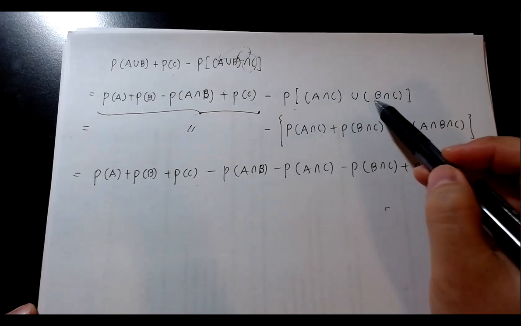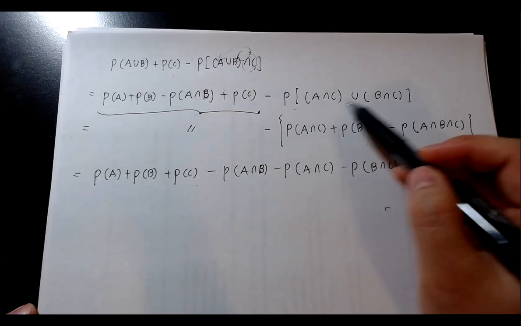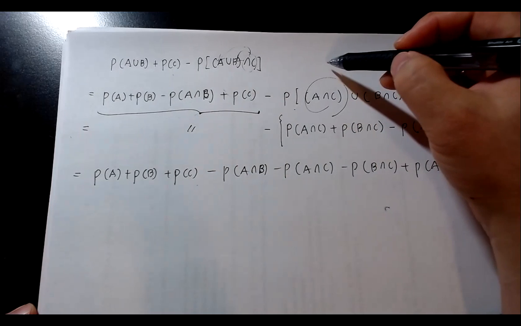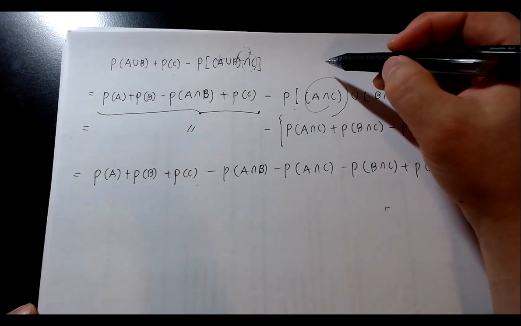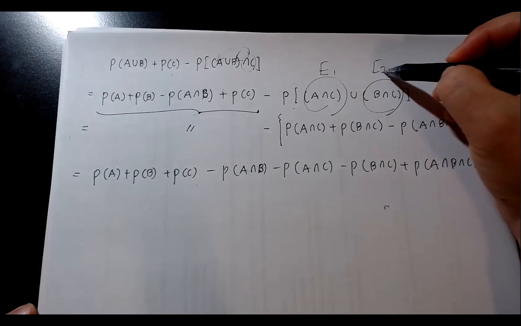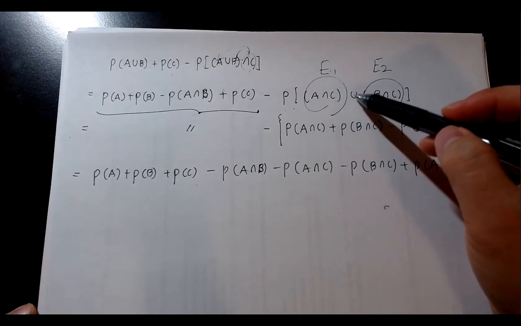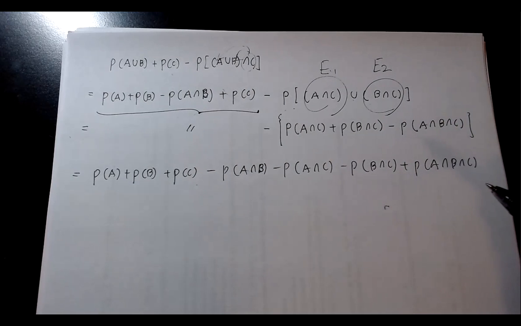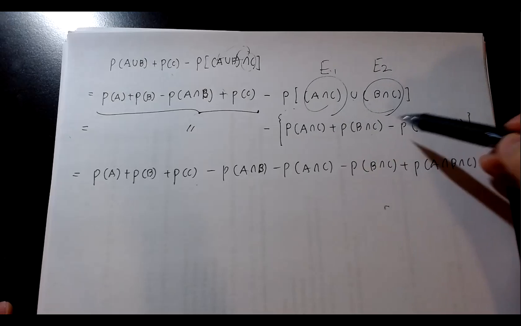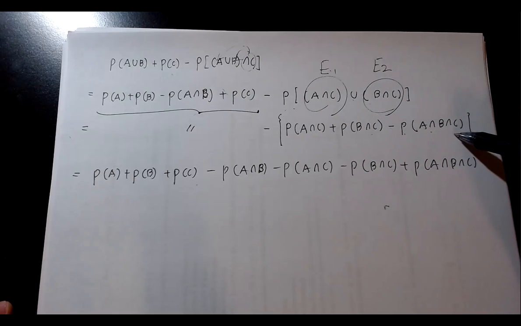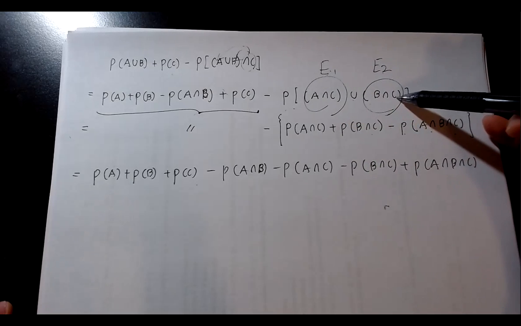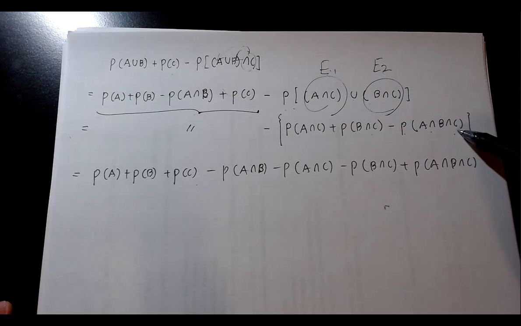Then we got this: (A intersection C) union (B intersection C). Now we're going to consider this as one big event, let's say E1, and this other one as another big event, E2. Then probability of E1 union E2, we can apply the addition rule: P of E1 plus P of E2 minus P of E1 intersection E2. What's the intersection of E1 and E2? A intersection C, intersection B intersection C. That's going to be A intersection B intersection C.